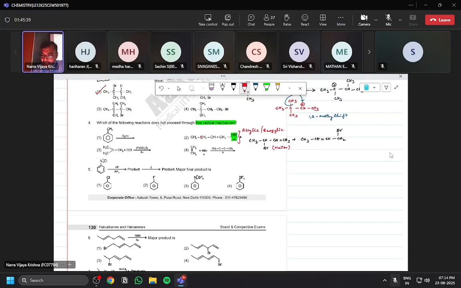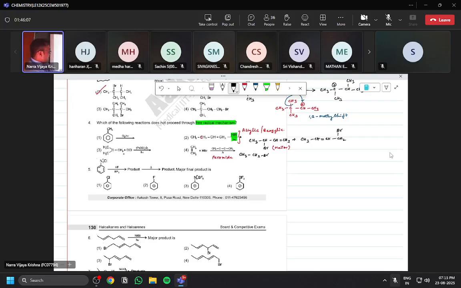What is this one? Alkene with HBr and peroxide. Kharasch effect or peroxide effect. What will you get? You will get CH3. They have not given any other carbon. There is no difference between both carbons. Br can attack on any one now. So CH3, CH2, Br. Definitely radical mechanism.